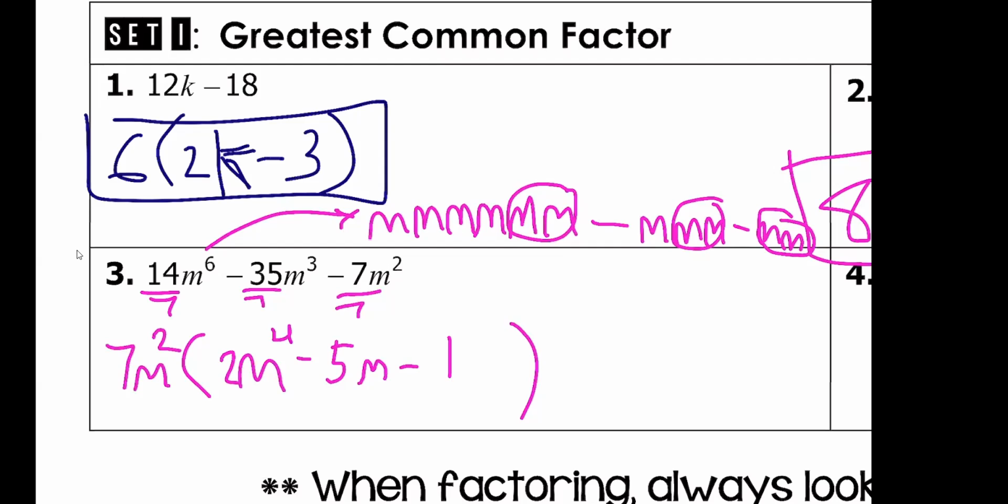But you would have 7m squared as your GCF. And then you would have 2m to the fourth minus 5m minus 1. I hope how I wrote it here was a little more helpful to explain that. Basically, you're trying to see how many m's or how many variables you can pull out from each part. But let me know if there are any questions for 3.